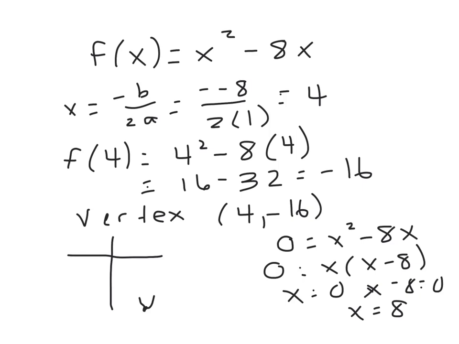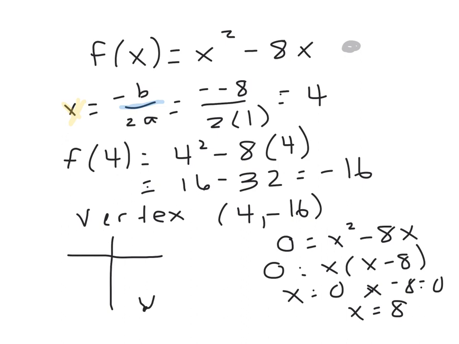For this problem, the first thing we need to do is find the vertex. And we're given this x squared minus 8x. And the way we find the vertex, we let x equal negative b over 2a. This is using the vertex formula, negative b over 2a.